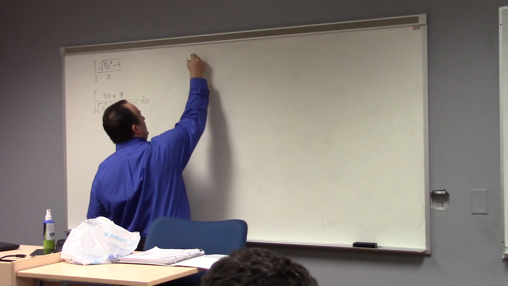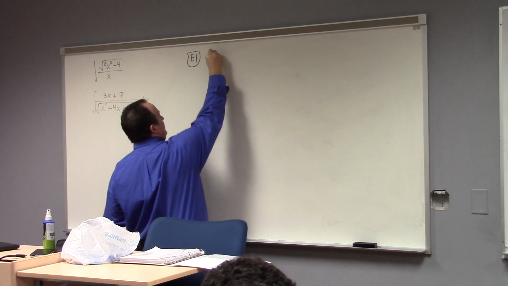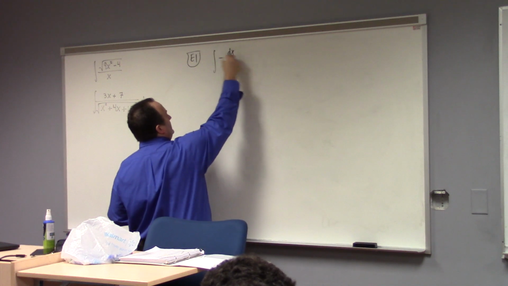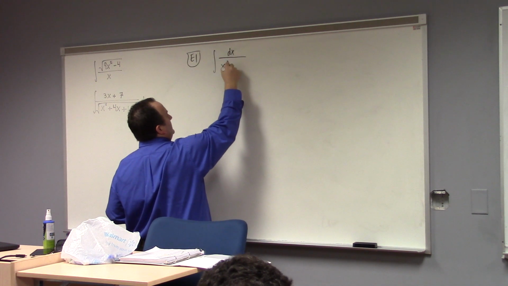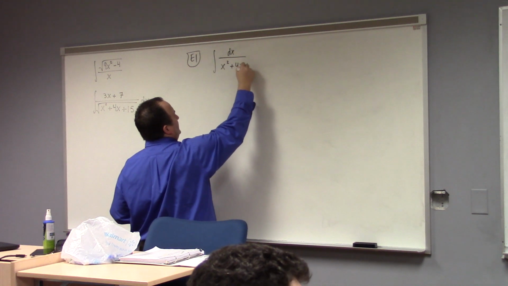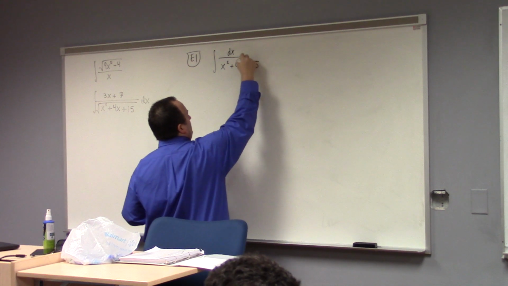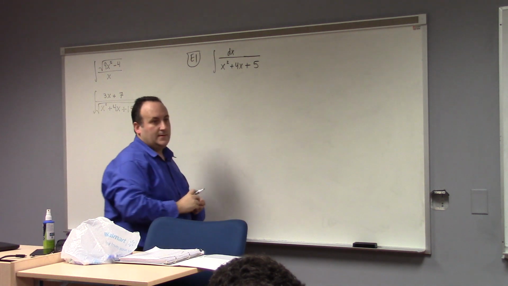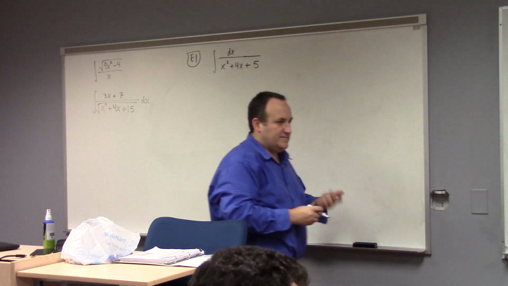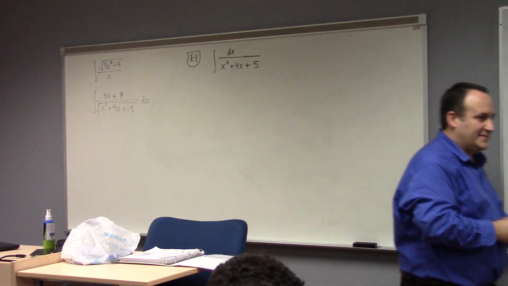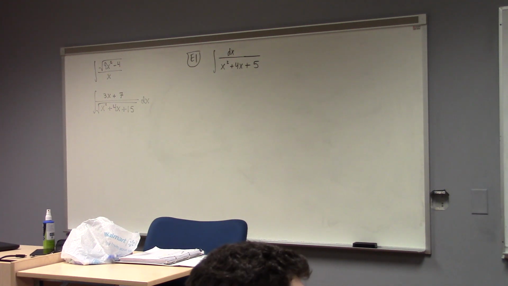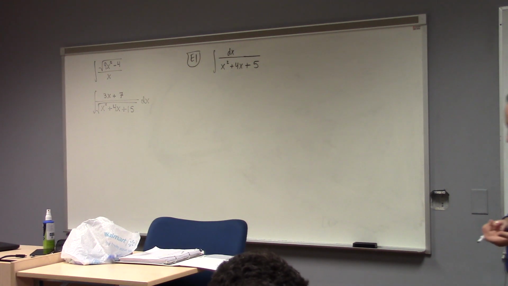All right, so let me show you a kind of low-tech application of trig substitution. Example one: suppose you're up against the integral of dx over x squared plus 4x plus 5. Now this doesn't seem to quite fit the bill, right? It's not a square root, but nevertheless, trig substitution is going to be helpful here.